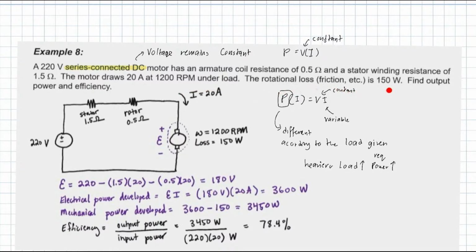So the rotational loss is 150 watts. Find the output power and efficiency.